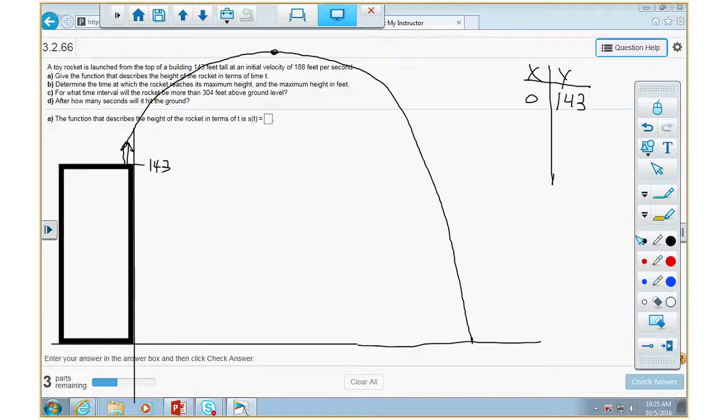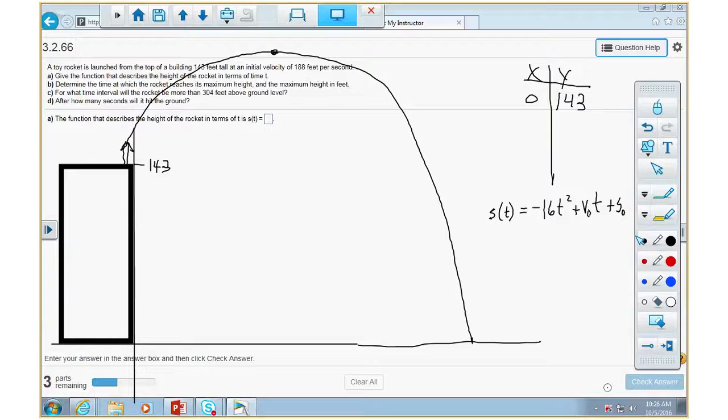What is it? What does it say? S of T or something like that? Negative 16. S of T equals negative 16 T squared plus V sub 0 T plus S of 0. Is that it? Yeah. All right.